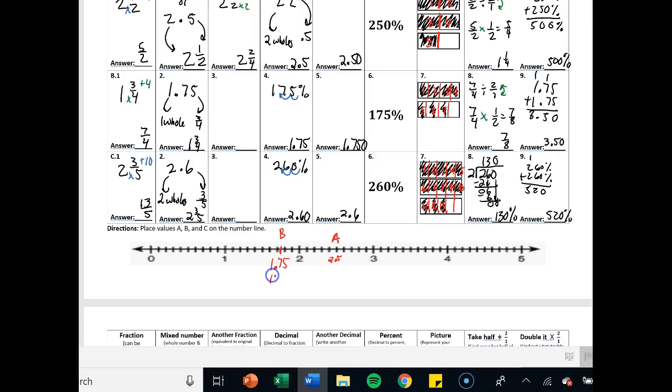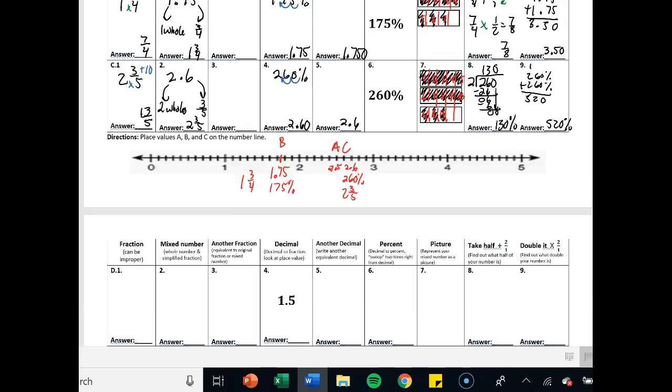1.75, you could easily say 175% as well. You could easily say 1 3/4. It's really up to you, right? And then the last one, 2.60, is just going to be right on the other side of C. You could say 2.6. You could say 260%. You could say 2 3/5. A whole bunch of different ways you could say that. Right? So backside is yours.